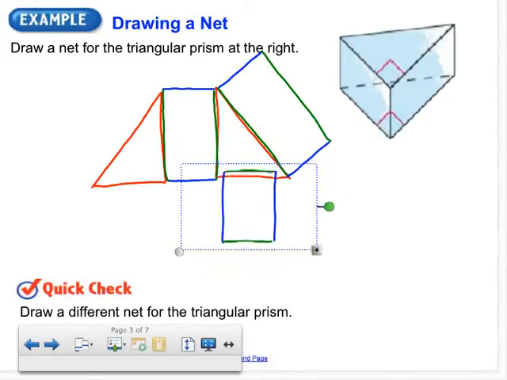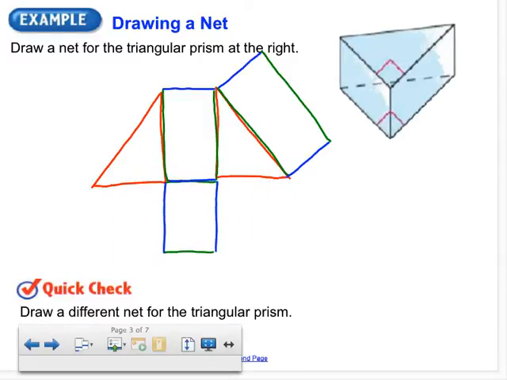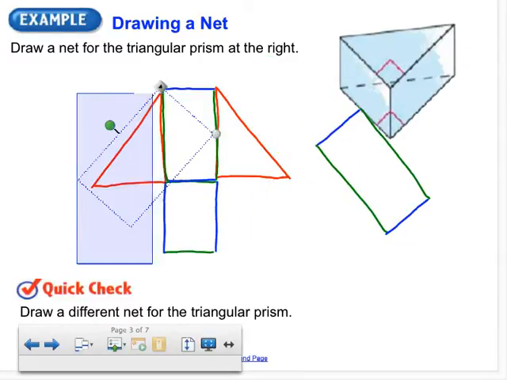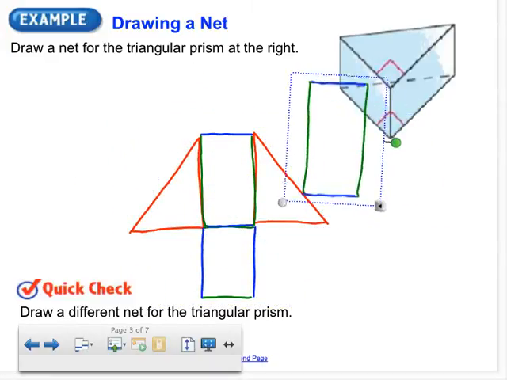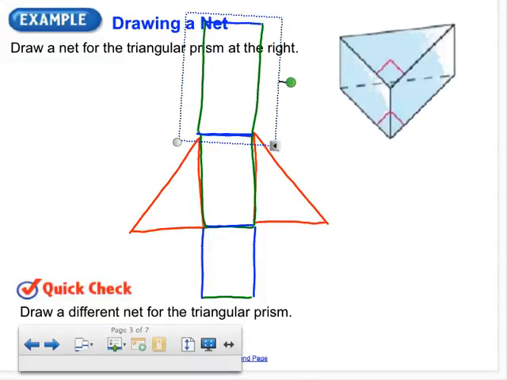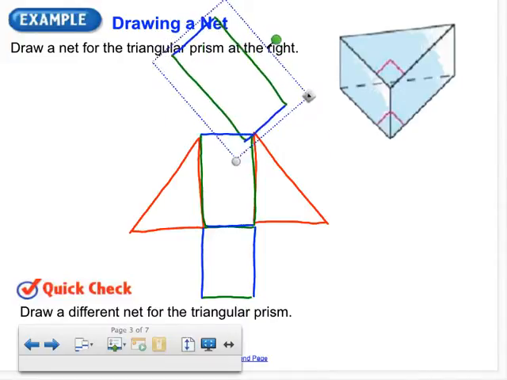Now another way you could have made this net, I don't know if you did it that way, but you could have made it like this, right? Where you folded it around, these sides meet up, and then you have the top and the bottom, right? So do you understand that there's no one net for a three-dimensional figure? There's a few, right?